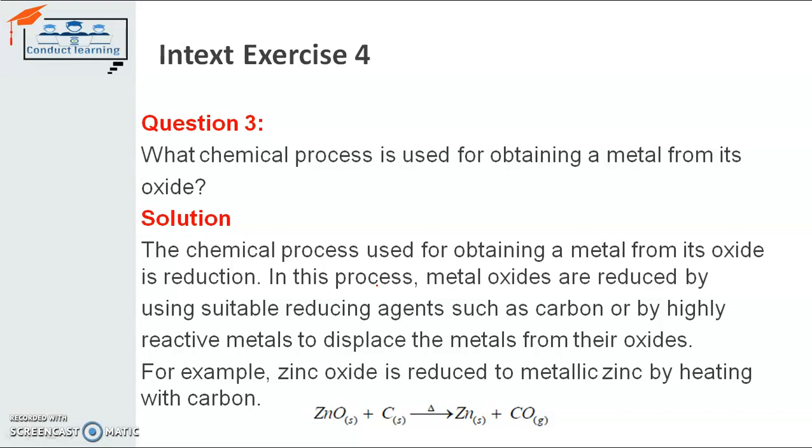When zinc oxide is found in nature, we use carbon as a reducing agent, because when carbon reacts with zinc oxide, it forms a bond with oxygen and forms carbon monoxide gas, and the rest is zinc only, which is solid. So when carbon reacts with zinc oxide, it forms zinc and carbon monoxide. Carbon monoxide is a gas, and zinc is the pure zinc that we obtain from this. So this is the way we can extract a metal from its oxide.